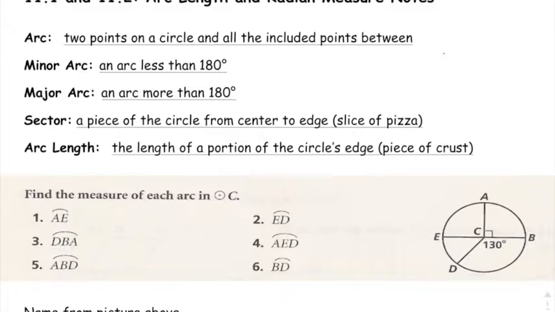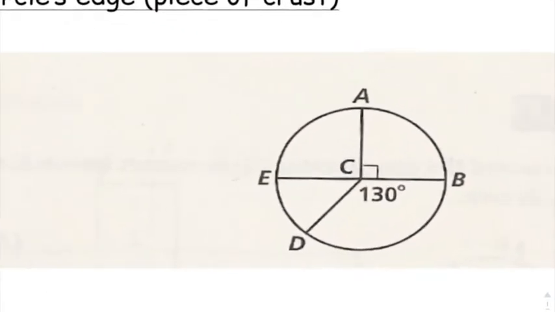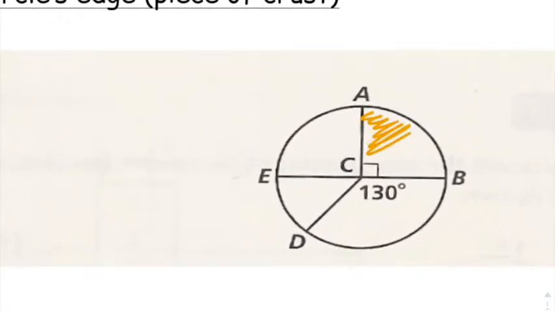Alright, we also kind of talk about sectors and the arc lengths today as well. A sector, it's the piece from the center to the edge. It's kind of like a piece of pizza, so it's like saying all of this stuff right here, the angle ACB all the way out to the arc AB and everything in between. So it's like a piece of a circle essentially.